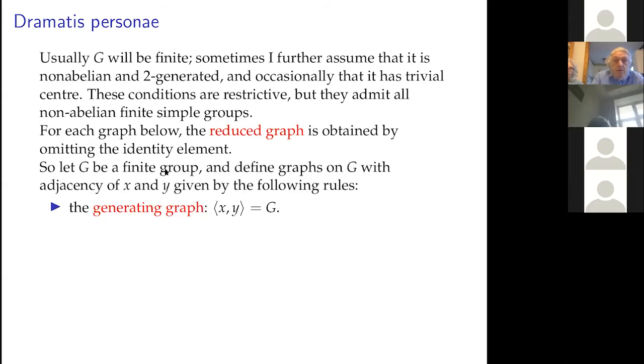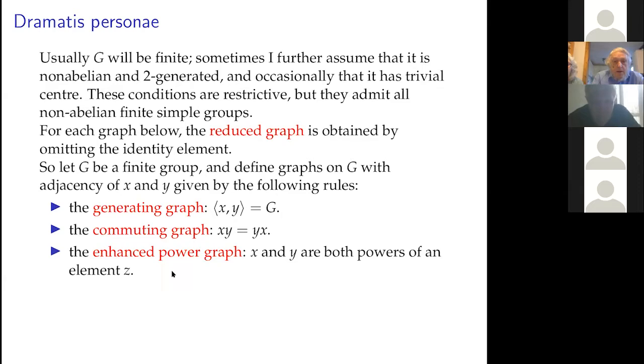So these are the rules for defining these graphs. I give you two elements, x and y, and I have to tell you when they're joined by an edge. For the generating graph, we join them by an edge if the pair x, y generates the group. For the commuting graph, we join them by an edge if they commute. That one's easy to remember.